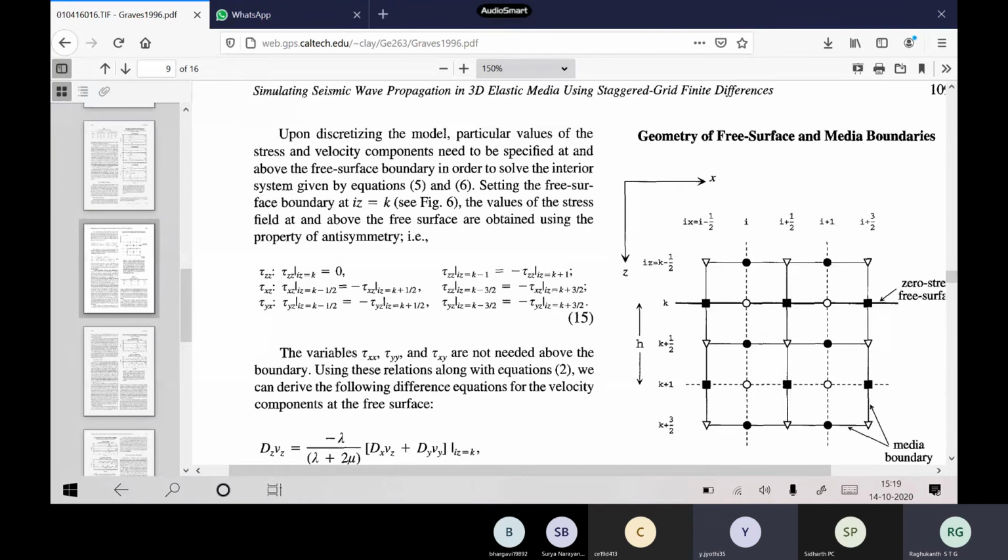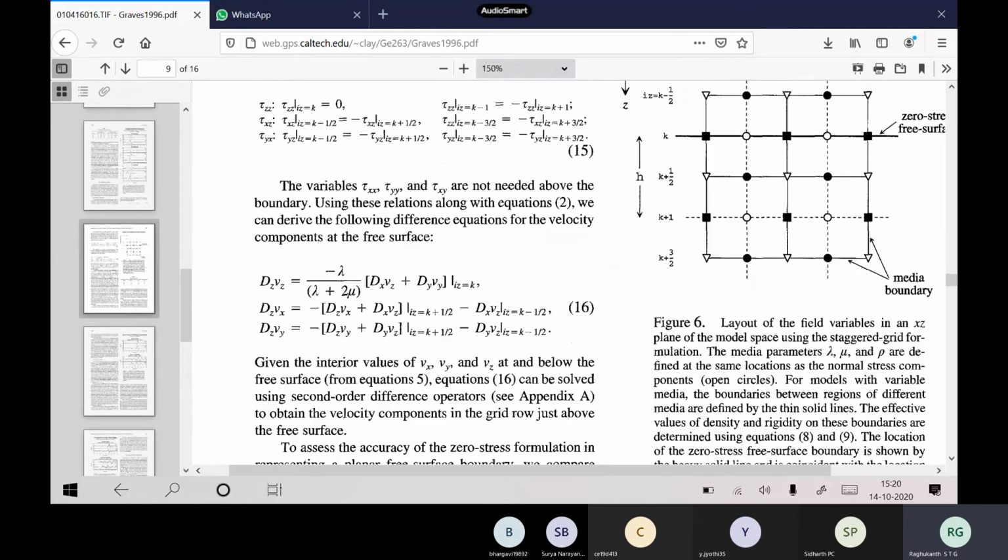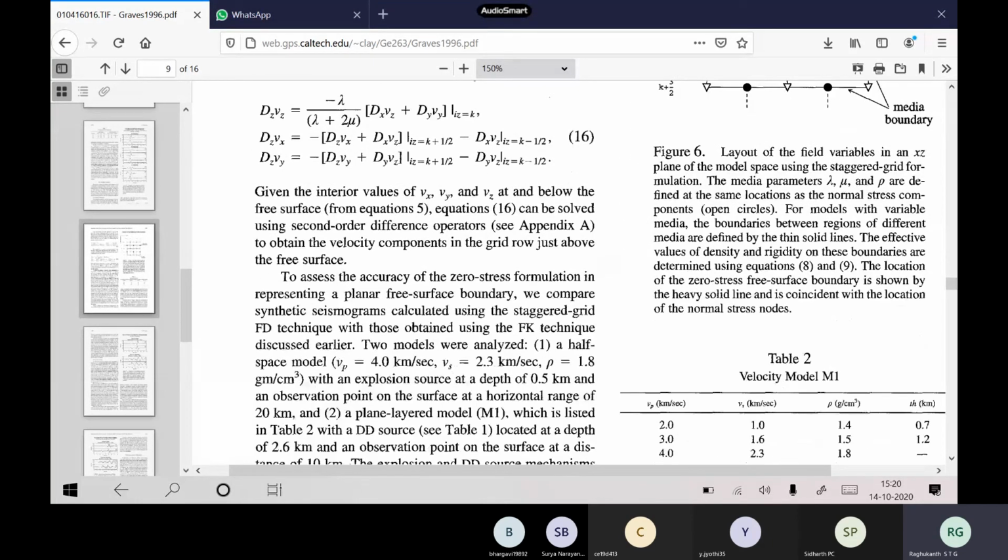Antisymmetric. So now you see here what he has written, tau xz is the same as minus tau xz. Tau yz is the same as minus tau yz, and tau zz is the same as minus tau zz. You followed, right? He writes the boundary conditions like this. So they represent a free surface actually. Okay. And now he goes for the absorbing also.